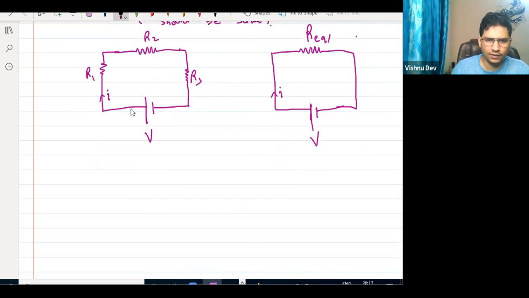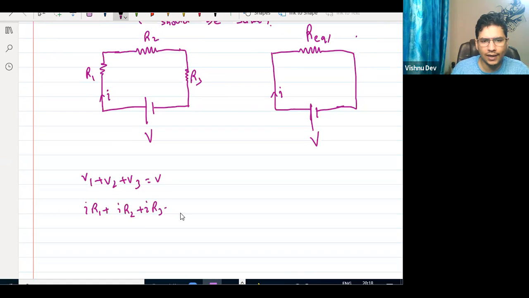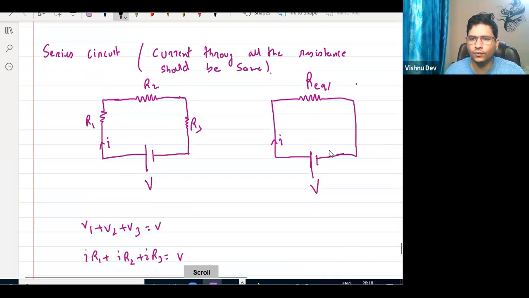If you write the equation of potential here, I can say V1 plus V2 plus V3 is equal to V, and this is I into R1 plus I into R2 plus I into R3 is equal to V. Agree? Anyone have any doubt in this? In this circuit there is no value of resistance, nor of voltage, nor of current. R equivalent is the value that we have to find.